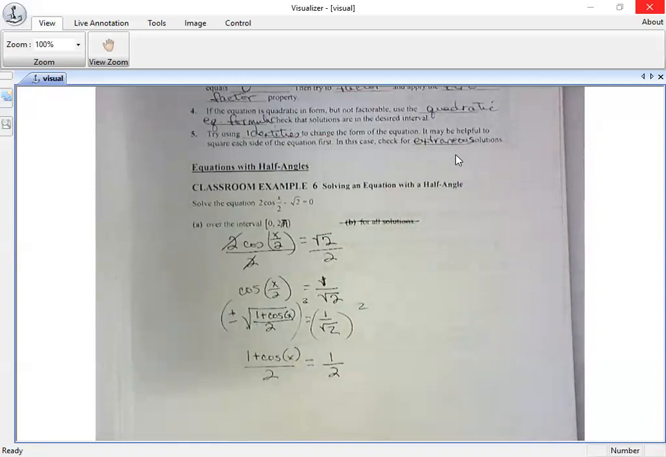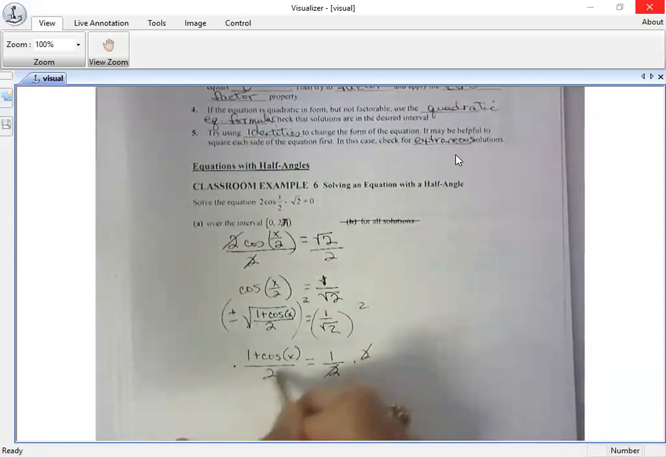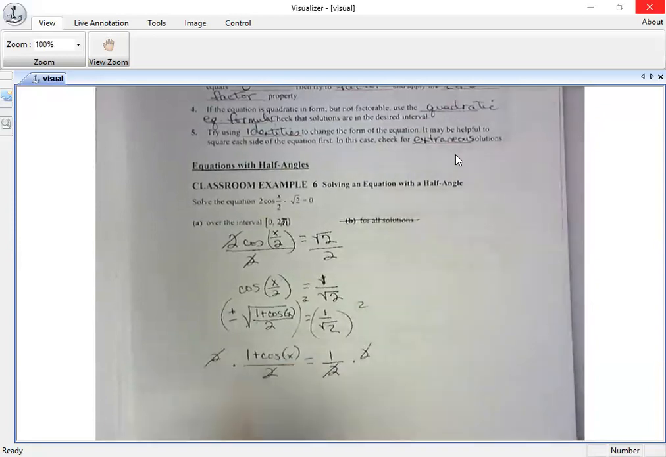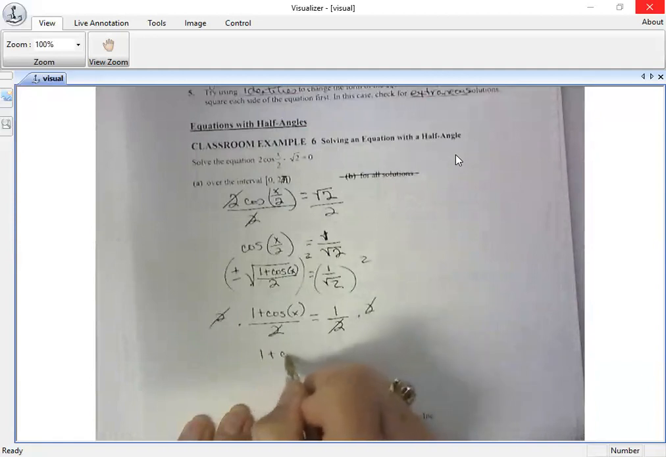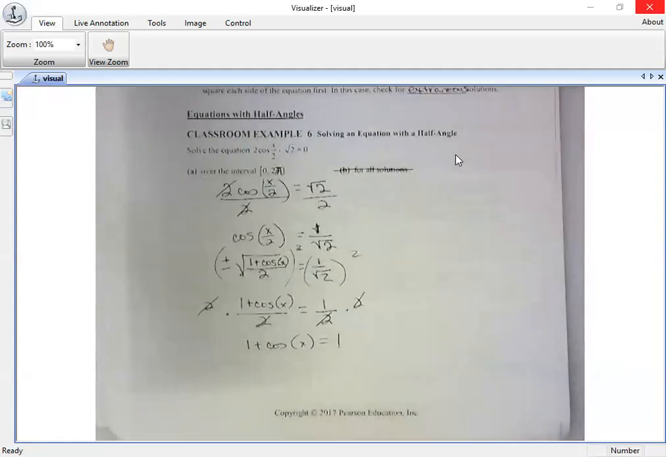Now, if the denominators are the same, what happens if I decide to multiply both sides by 2? They're going to cancel out anyway, okay? And I am solving 1 plus the cosine of angle x is equal to 1. I think I can do something with this. Where would I go now?